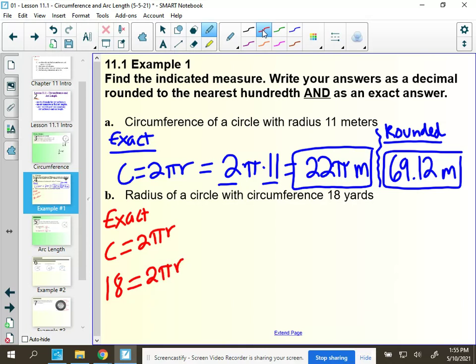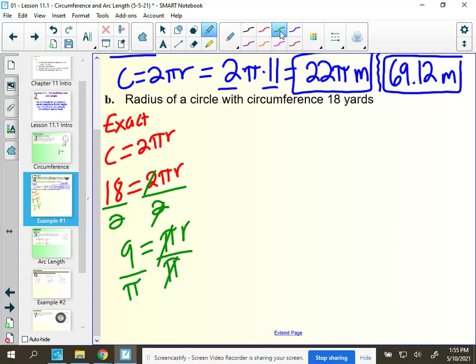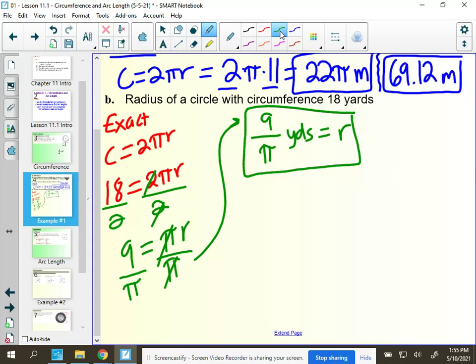Okay, so I guess this one's more of a top-down, traditional get r by itself type of situation. So I would look to divide both sides by 2. Now I'd be sitting on 9 equals pi r. And if I divide mathematically by pi to get rid of it on the right side, we'll just come up here. I don't want to keep scrolling down. Here's my exact answer actually: 9 over pi yards is our radius. Okay, so there's your exact answer.